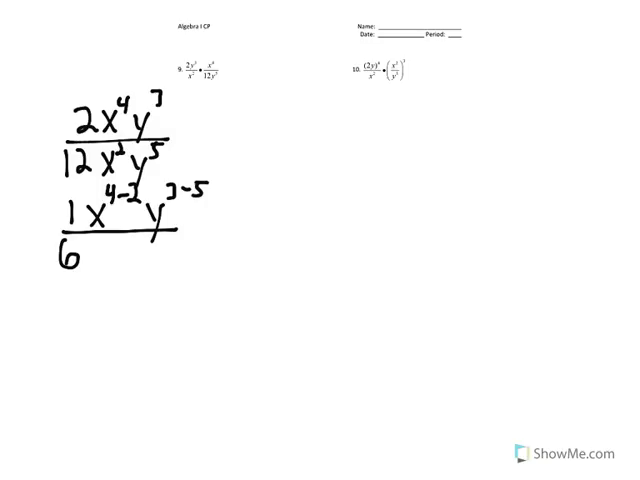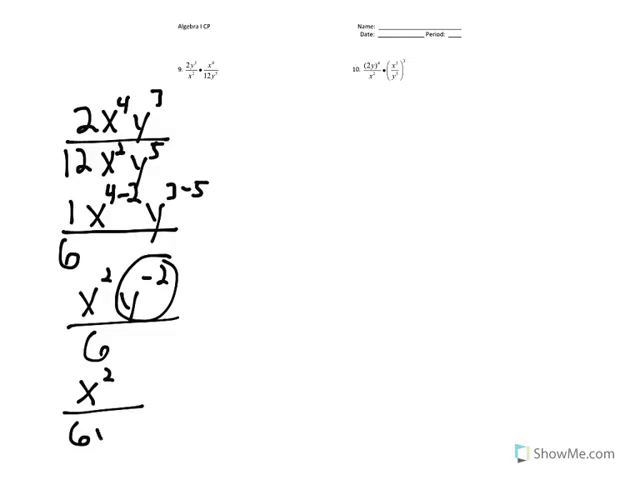3 minus 5. Okay, so our numerator, we have x squared, y to the negative second over 6, and move the y to the negative second to the denominator, x squared over 6y squared. All right, that's our final answer. Last one here, number 10.